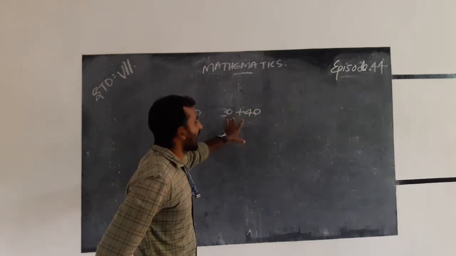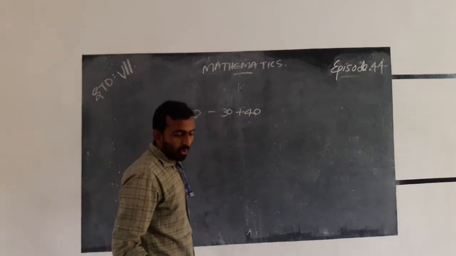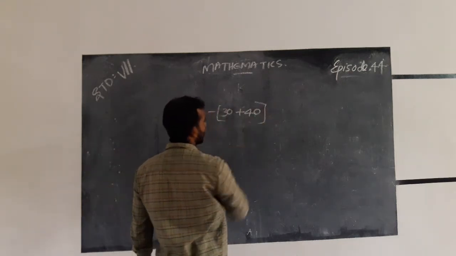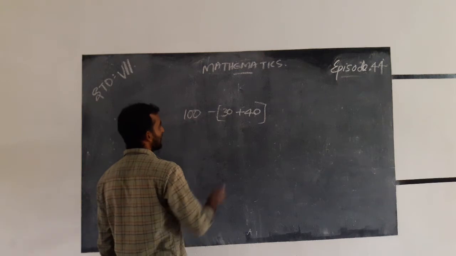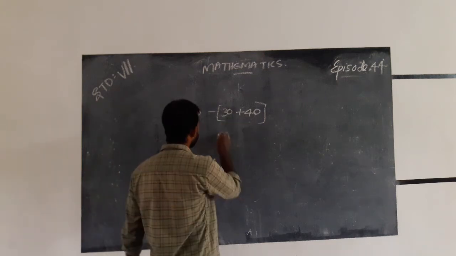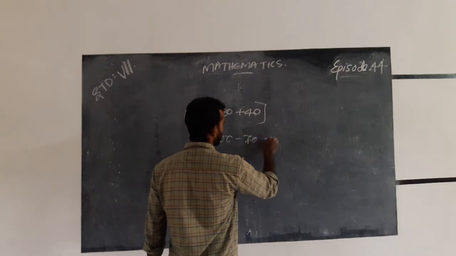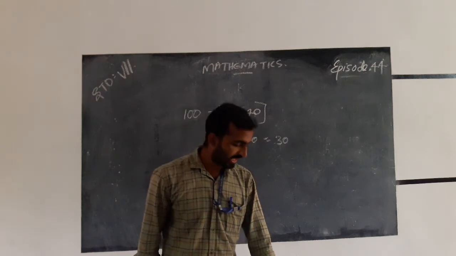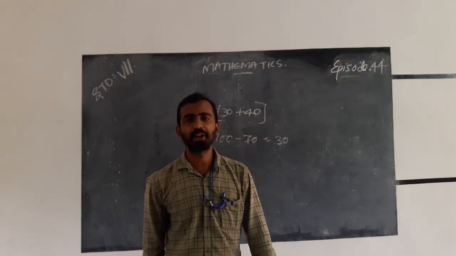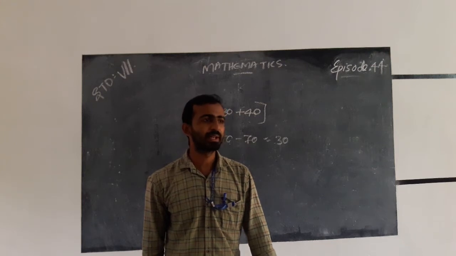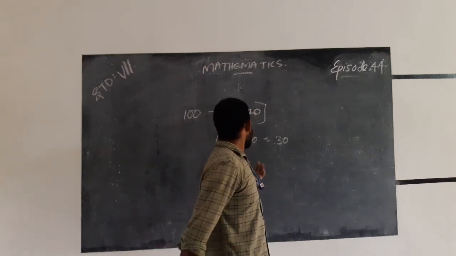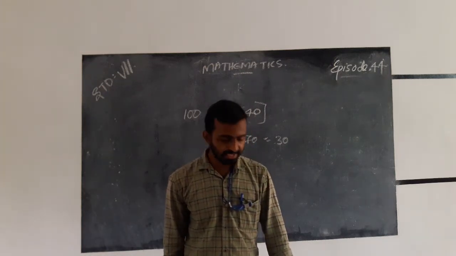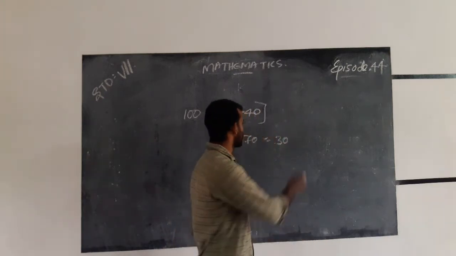When we add like this, 30 plus 40, we get 70. Then 100 minus 70, we get 30. That is, 30% are children. Any doubt? Can you follow me? Good. The answer is 30% are children.